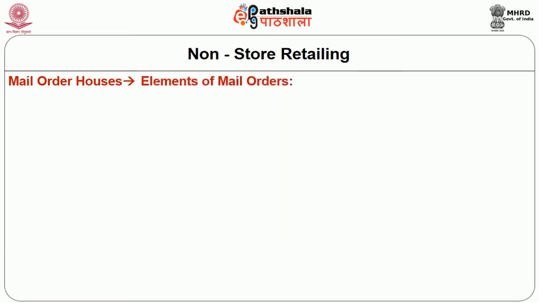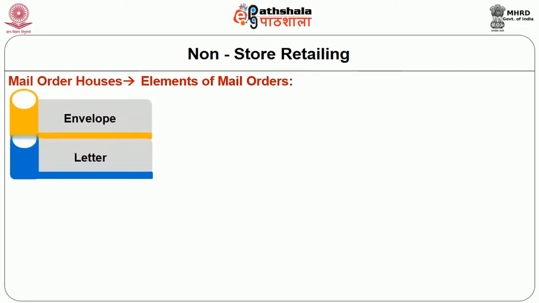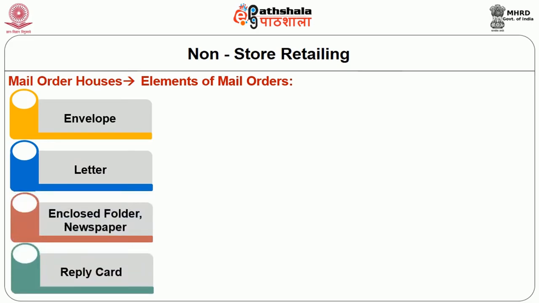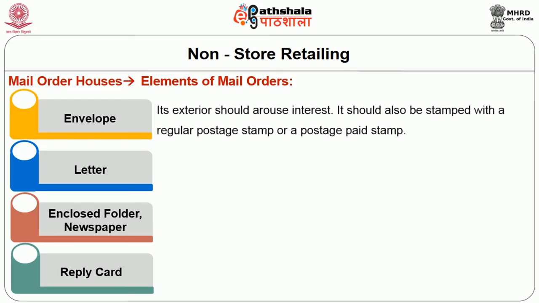We can see the elements of a mail order. Each mail order will be divided into four elements. The first one is the envelope, the next the letter, the third one is the enclosed folder or the brochure or the information leaflet, and the fourth one is the reply card, or we call it the reply envelope. The envelope is the exterior, and the exterior should be such that it arouses interest in the viewer. It should be stamped with a regular postage stamp or a postage paid stamp.